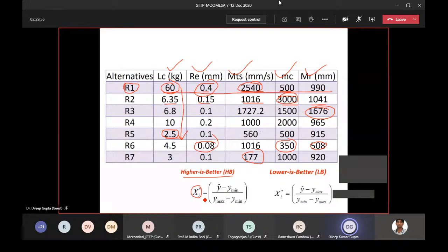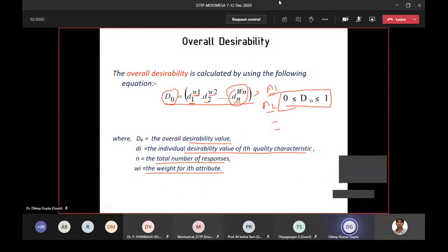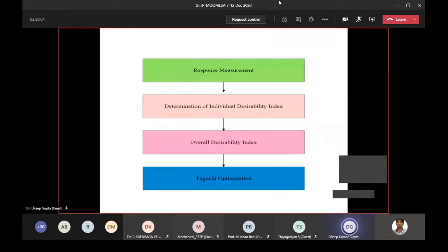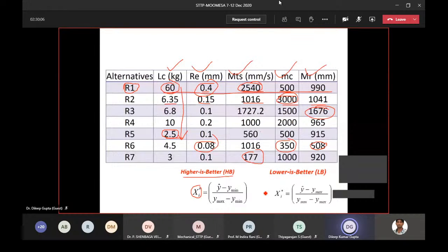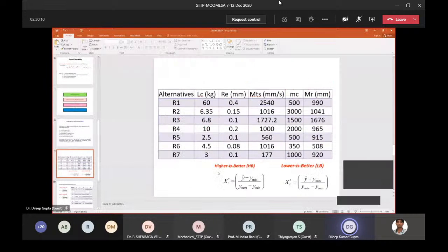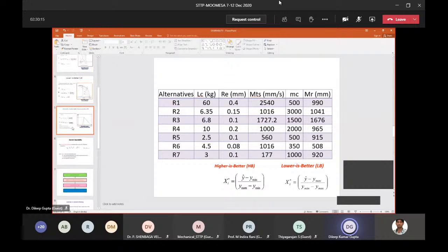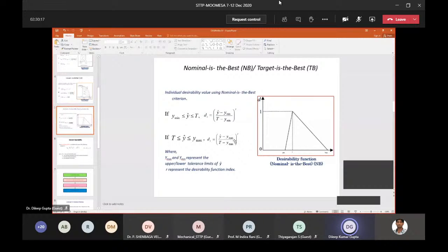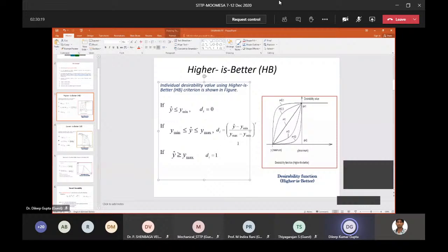Sorry, this equation has a small correction, please do the needful. The power R is missing over here. So we'll basically use the higher is better condition. We'll use these equations. Here we'll use this equation because it is the higher is better condition. So we'll find out the value of DI as equal to Y minus Y minimum raised to power R, over Y maximum minus Y minimum.